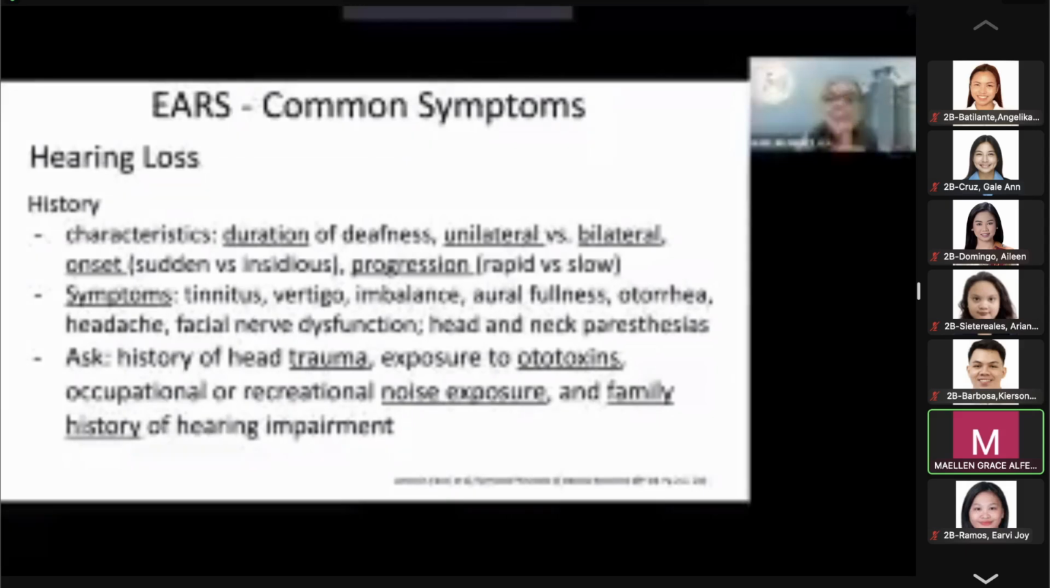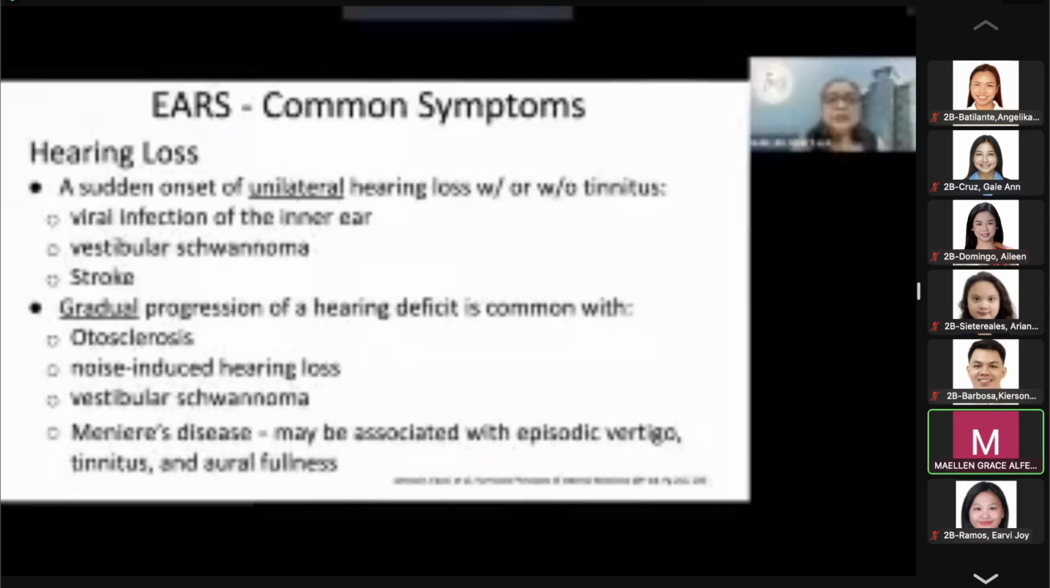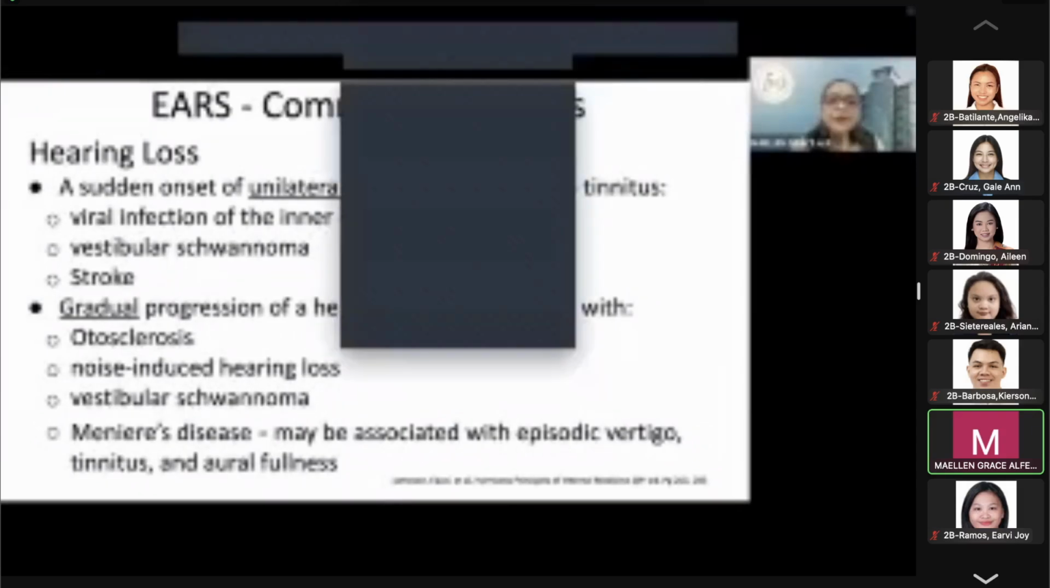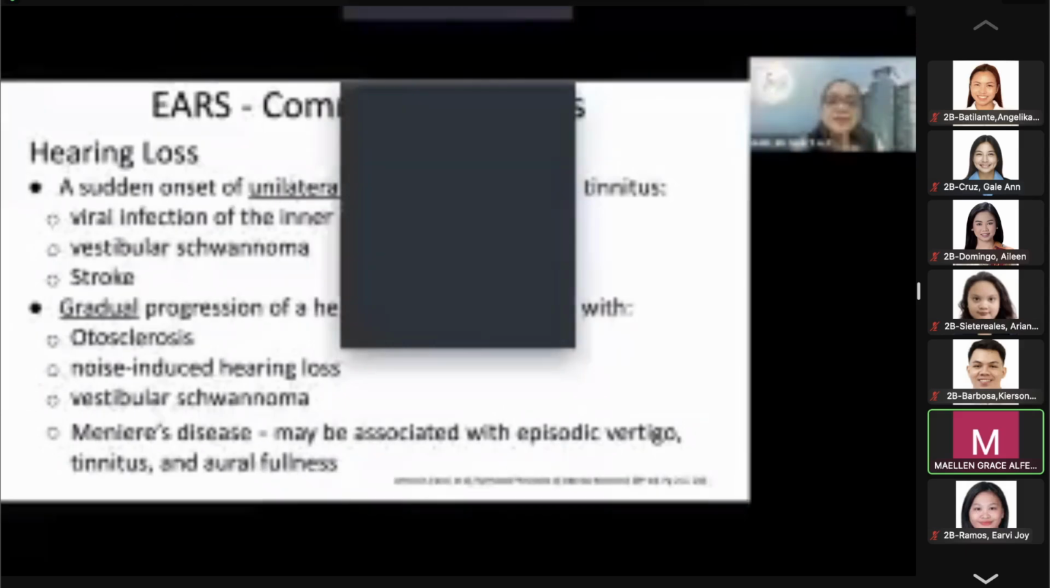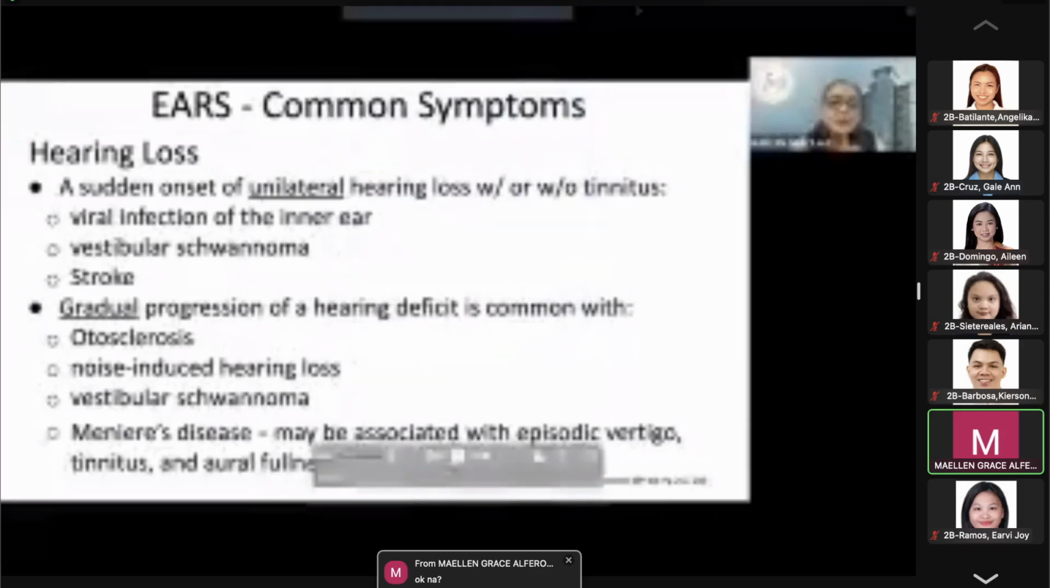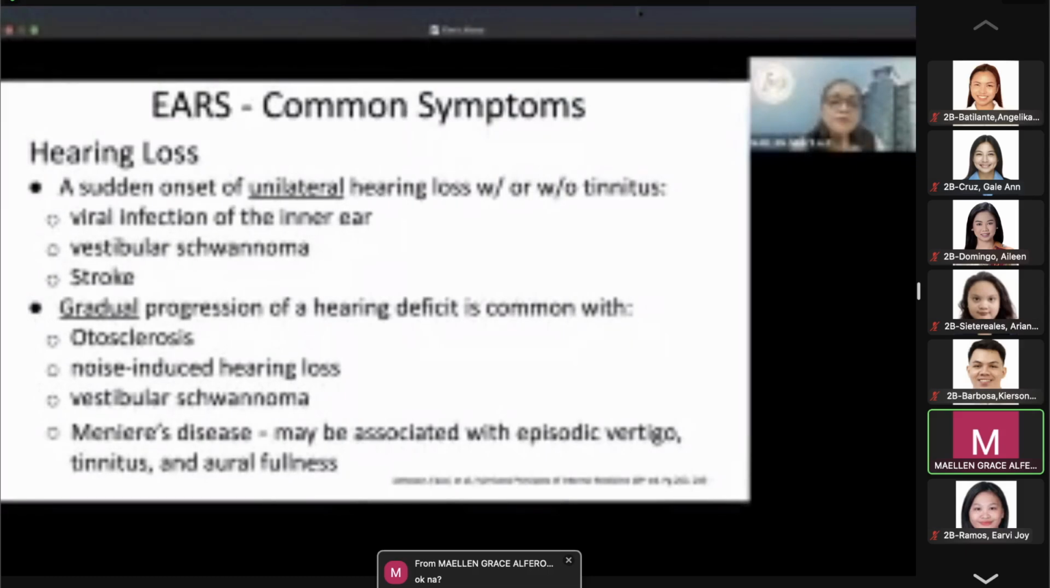Also, hearing impairment in the family history is important. Now, sudden onset of unilateral hearing loss with or without tinnitus can be seen in viral infection of the inner ear, a vestibular schwannoma, or stroke. However, a gradual progression of hearing deficit is common with otosclerosis, a hearing loss due to noise, or a vestibular schwannoma. Another disease entity, which is Meniere's, may be associated with episodic vertigo, tinnitus, and oral fullness.